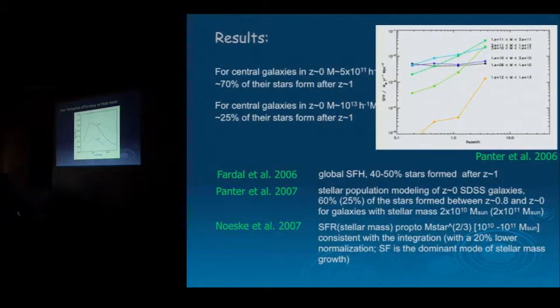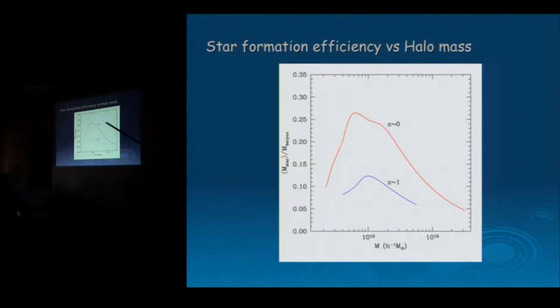Let me just briefly mention this. From the model result, you can also infer the star formation efficiency versus halo mass. Star formation efficiency is defined as the fraction of baryons associated with halos that has been converted to stars at a given epoch. You can see at redshift 1, it peaked at about 10^12 solar mass. At redshift 0, it peaked a little bit lower. You can see this so-called downsizing pattern here.